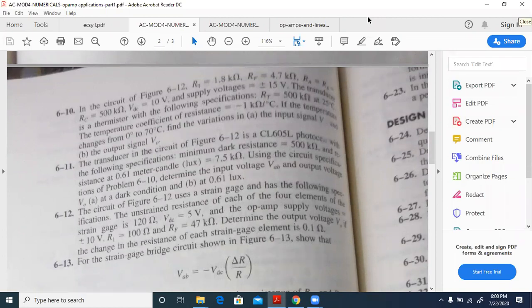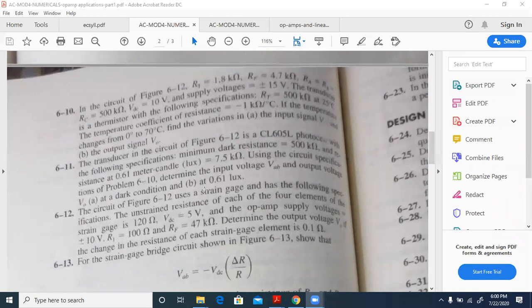Lux is generally the unit of the light. So generally people will call it as lumens or lux, both are the same. Meter, candle, lumens or lux. It is just the unit of the light which falls on the photocell. So depending upon the light falling, the resistance is going to decrease.